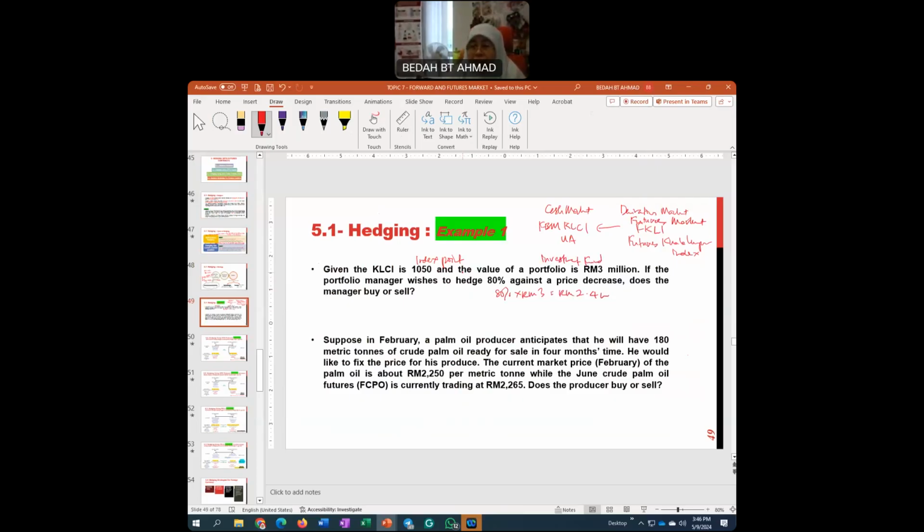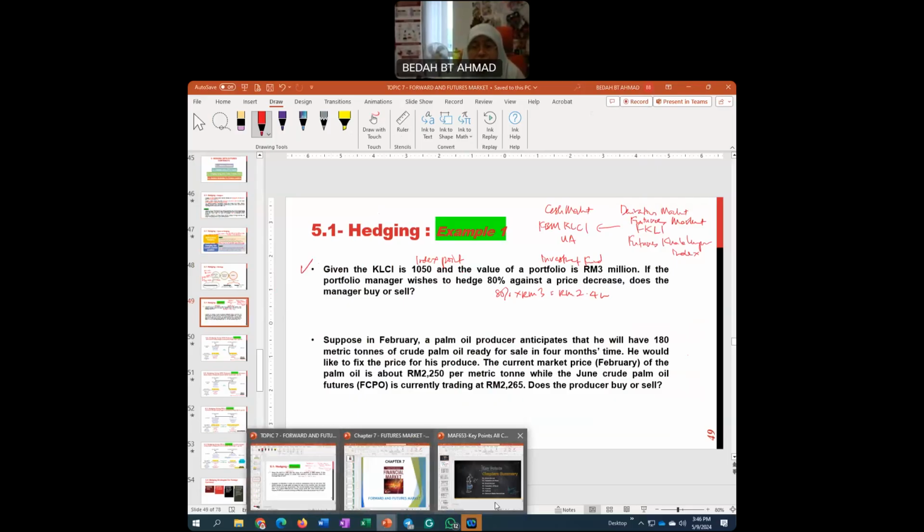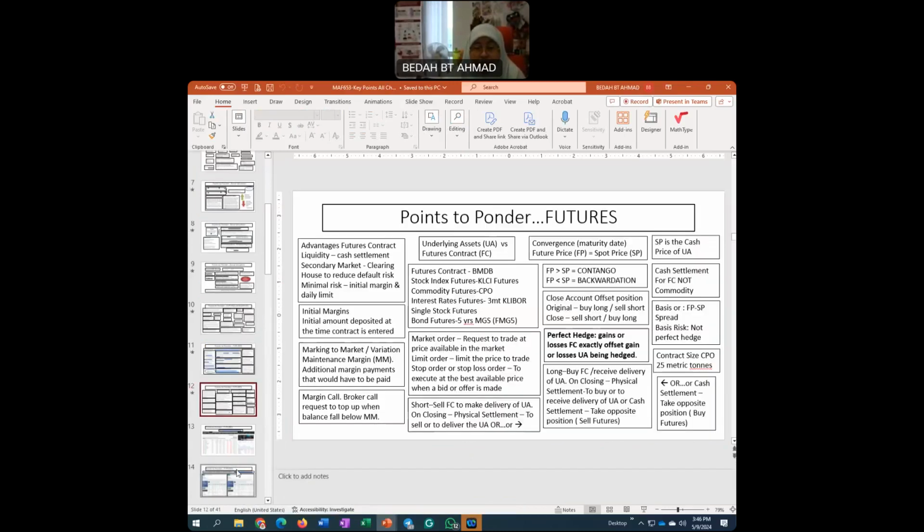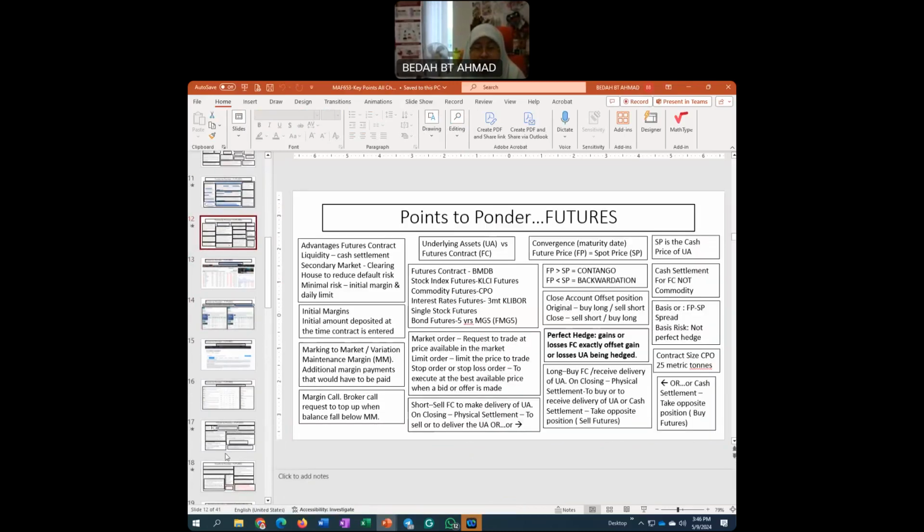Suppose in February, a palm oil producer anticipates that he will have 180 metric tons of crude palm oil. So this is for the FCPO, which we already discussed. So we just look at the KLCI. For the KLCI, you may refer to this example.